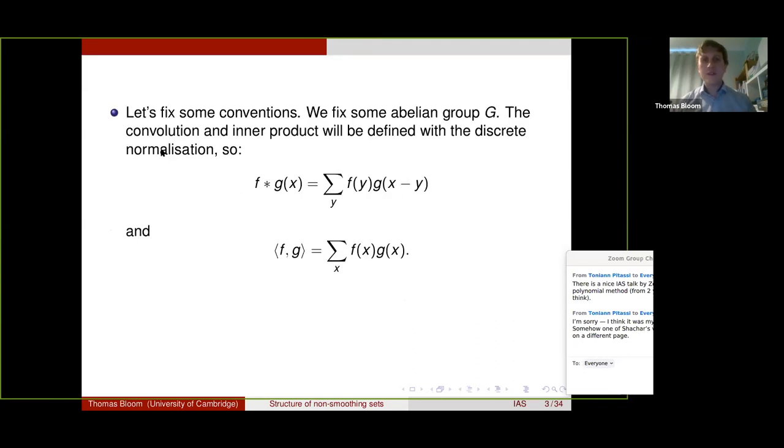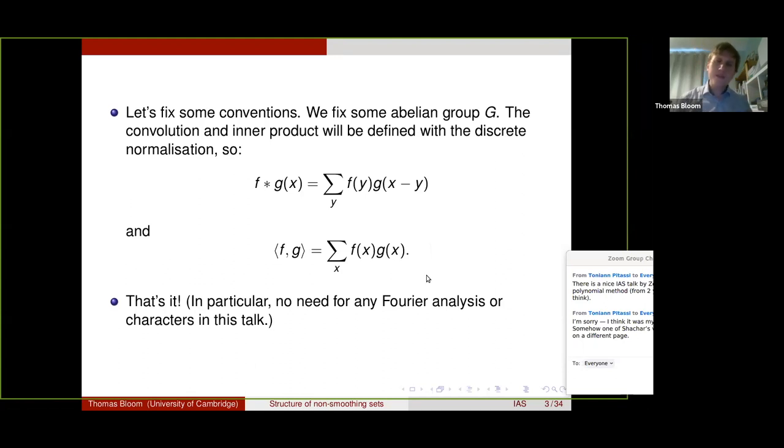Okay, so let's fix some conventions. We're going to be working inside some abelian group G. For the convolution and the inner products, I'm going to use the discrete normalization. So in particular, F star G at x is just the sum over all y of F of y times G of x minus y. And when I write the inner product, I just mean the discrete sum here. All functions I consider will be real valued as well, so I don't even have to worry about conventions about conjugate signs. And that's it in terms of the notation I'll need. In particular, I don't need any Fourier analysis or characters or anything. So all our talk takes place entirely on the physical side, if you like. Purely combinatorial.